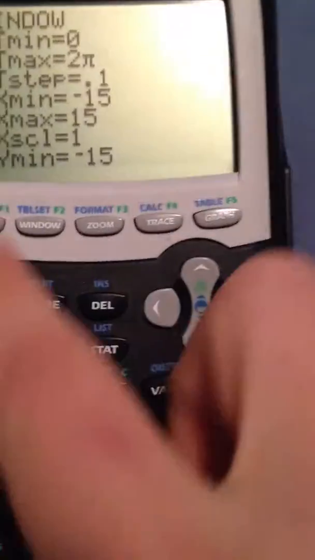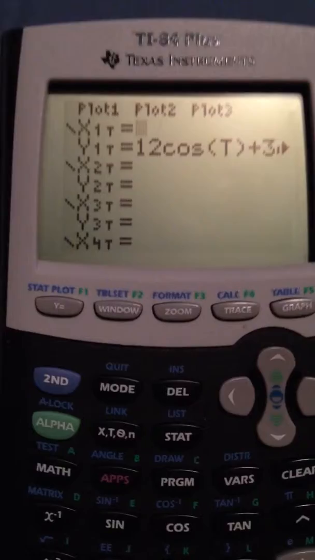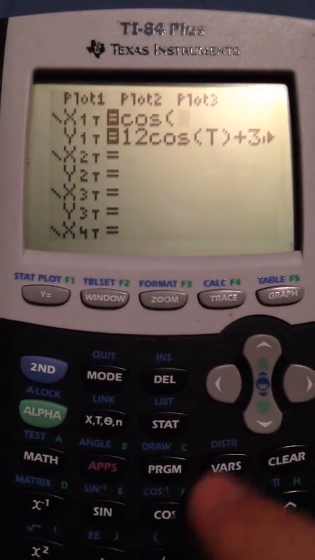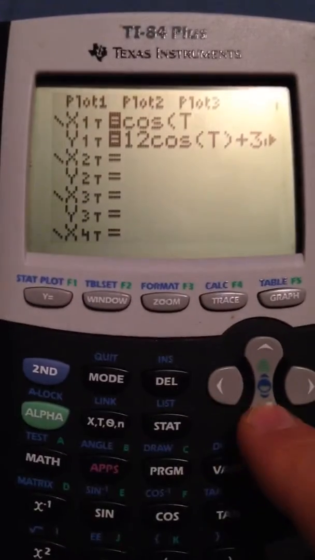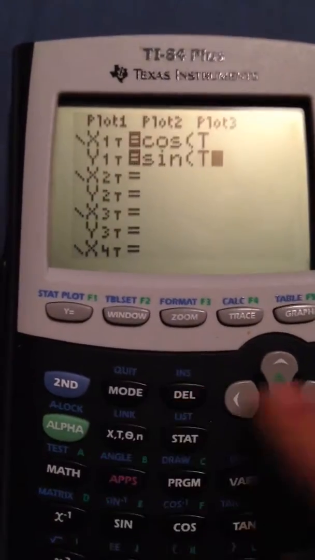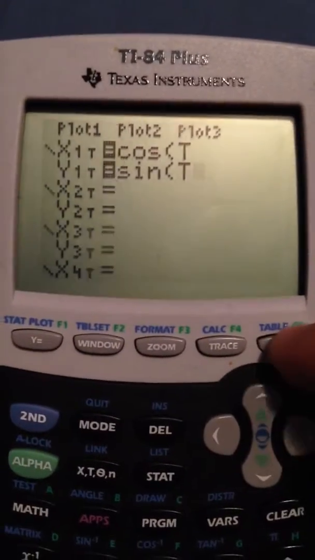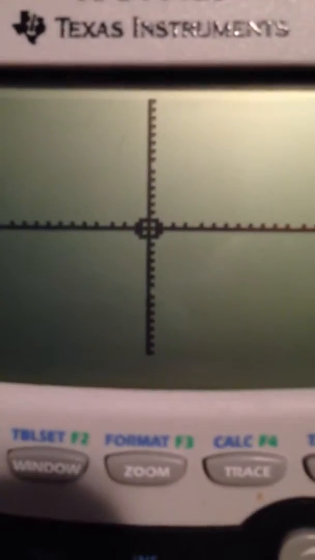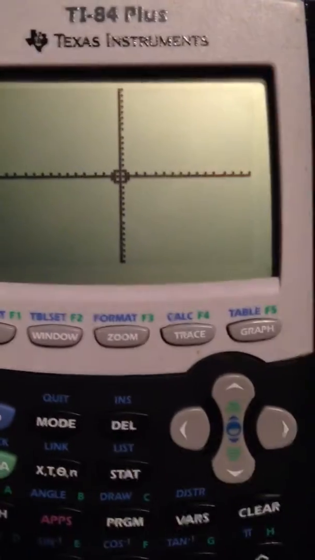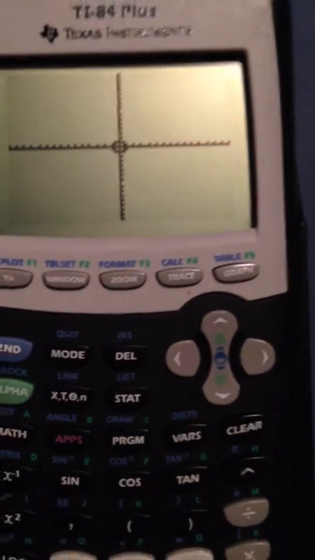For the next set of questions, I'll be using just a circle, which is x equals cos t, and y equals sine t, which will right now just look like a circle with a radius of 1 right there. These rules can work for any parametric equation, but it's a lot easier to see what happens with just a circle.